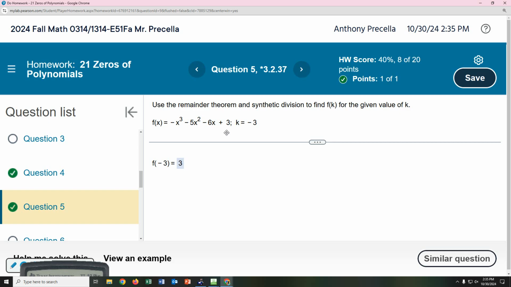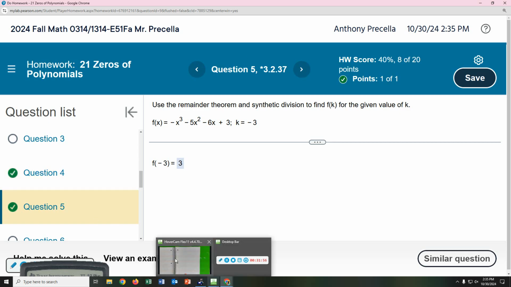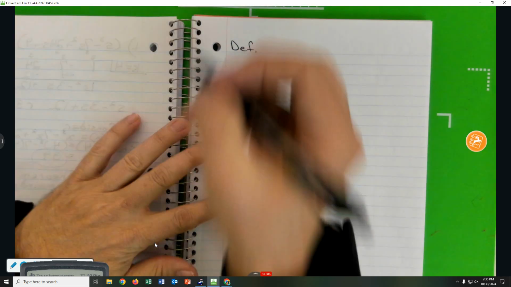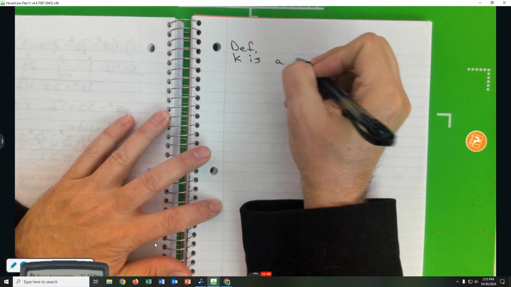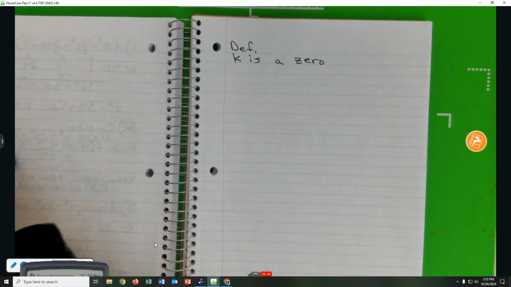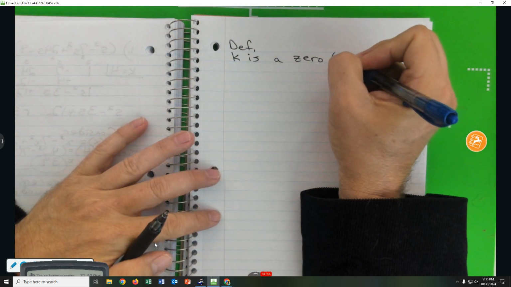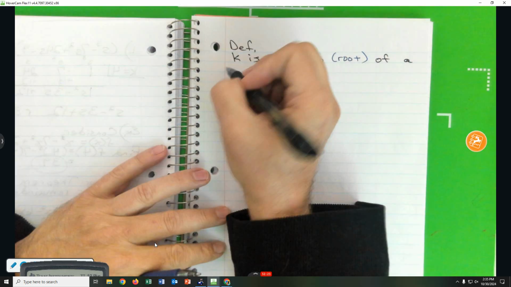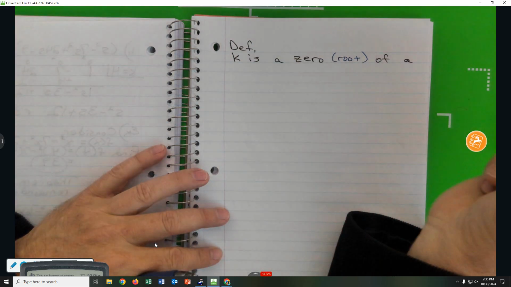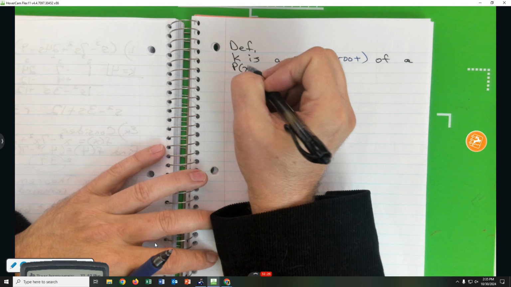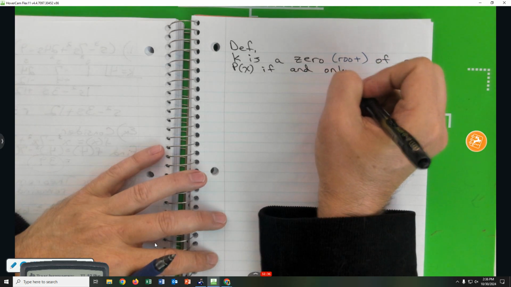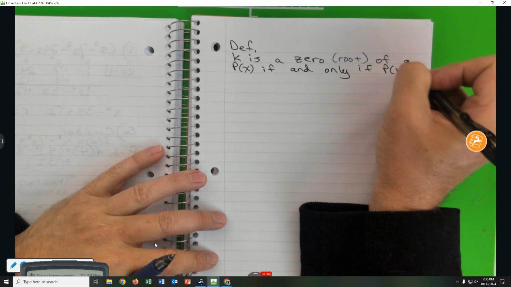I have some writing I need to do. Definition. K is a zero. It's also called a root. It used to be called root. K is a zero of a polynomial function. I'll just say K is a zero of P of X, P for polynomial, if and only if P of K is equal to zero.